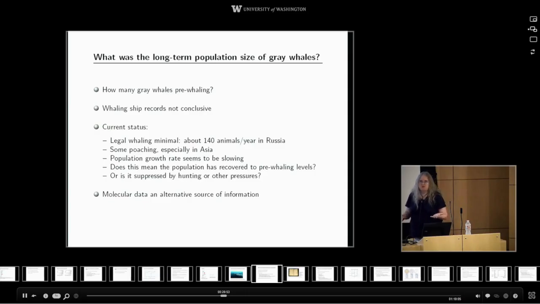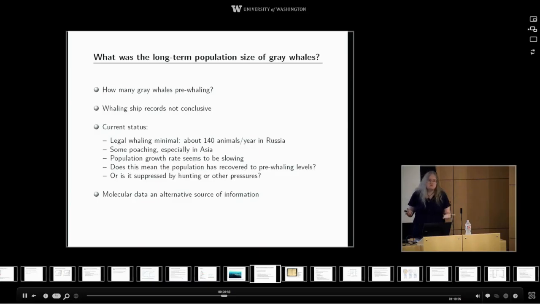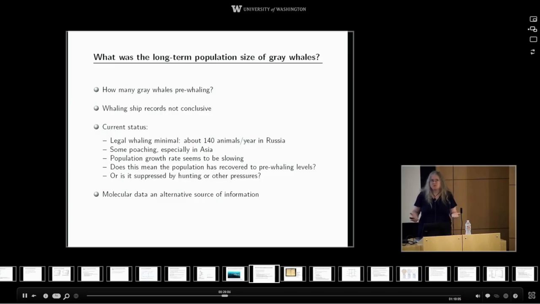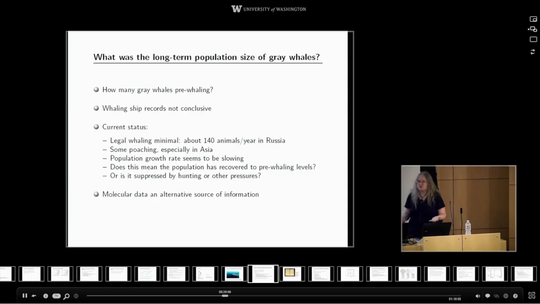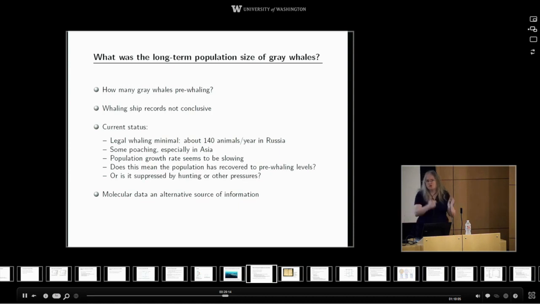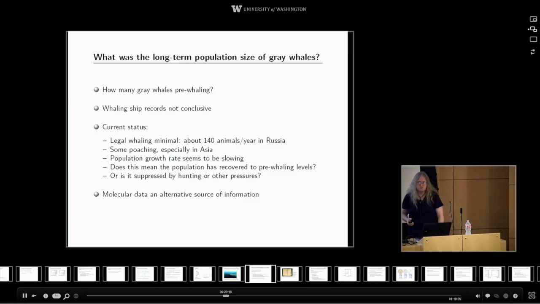Whaling ship records have been the normal way of trying to find that out, but they're not conclusive for a number of reasons. Whalers worried about what we'd now think of as commercial espionage, other people finding out where the good whaling beds are, and so there's some evidence that they may have sometimes falsified their records to conceal large numbers of whales that they found. And also the formula for going from how many whales a whaling ship saw to how many whales are in the ocean is itself controversial.